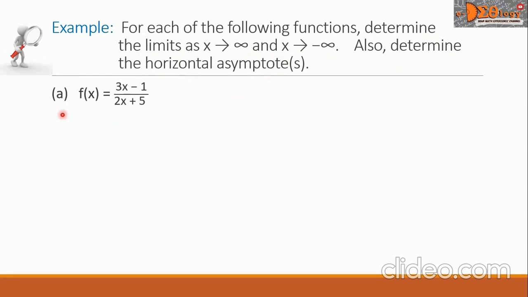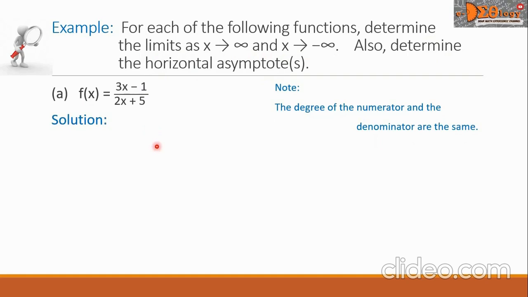This is the first function. f of x equals 3x minus 1 all over 2x plus 5. Note here that the degree of the numerator and the denominator are the same. For our solution, we will take the limit of the function. So we write here the limit of 3x minus 1 all over 2x plus 5 as x approaches positive or negative infinity.